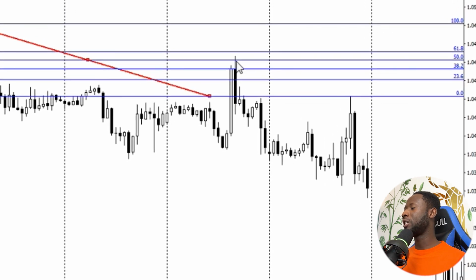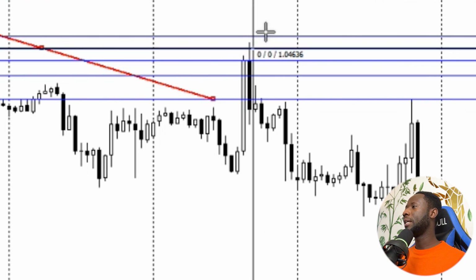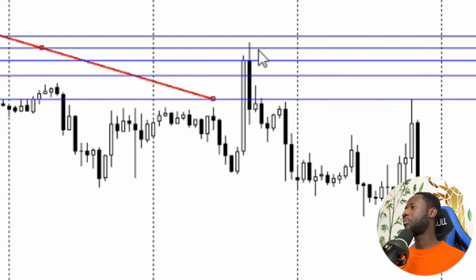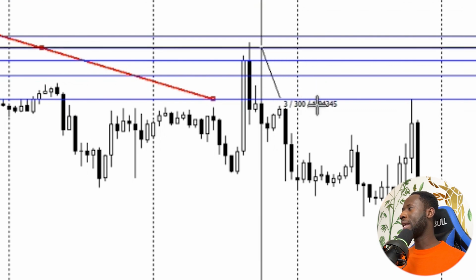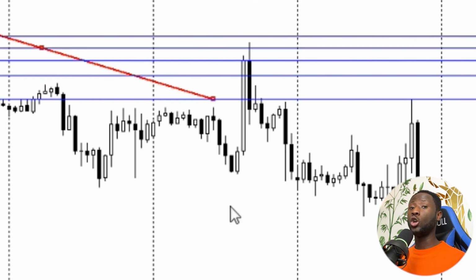So at this point, you could have entered into the market and put your stop loss here. Your take profit would have been right down here at the zero of Fibonacci, or you can use the Fibonacci extended versions to get your profit if you wanted to go for more. So this could be a setup.